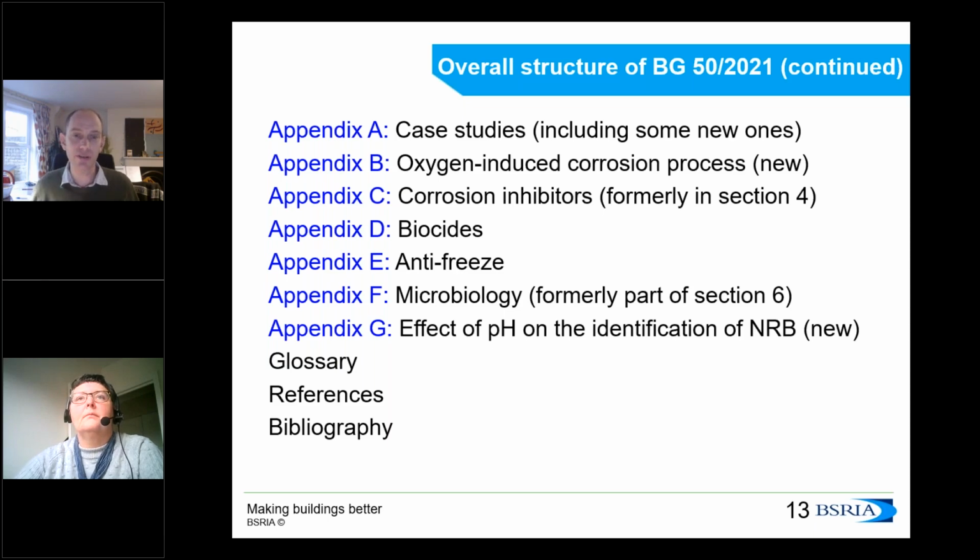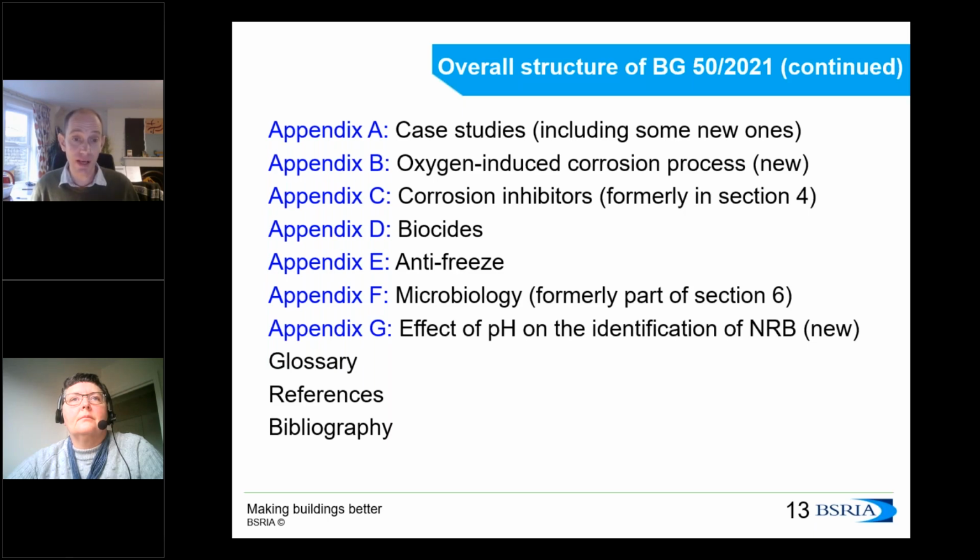We've got a new section explaining more of the science behind how oxygen-induced corrosion works. I explained it earlier in very dummy terms of air plus water plus metal gives you corrosion. Appendix B goes into more detail about that. Some of the things that were weighing down some of the sections of the guide previously have been moved into appendices, particularly Appendix C and Appendix F.